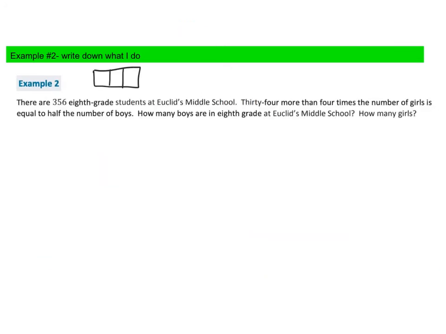All right, beginning with my close reading, my first read. There are 356 eighth grade students at Elucids Middle School. 34 more than 4 times the number of girls is equal to half the number of boys. How many boys are in 8th grade at Elucids Middle School? How many girls? I read for the big idea.